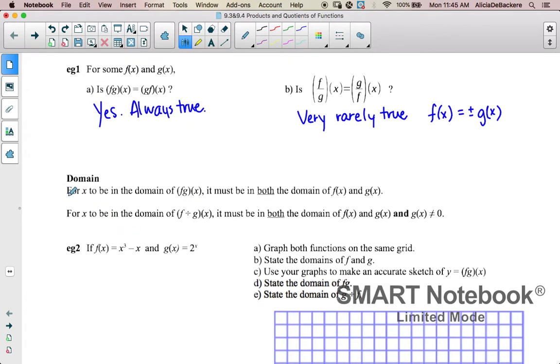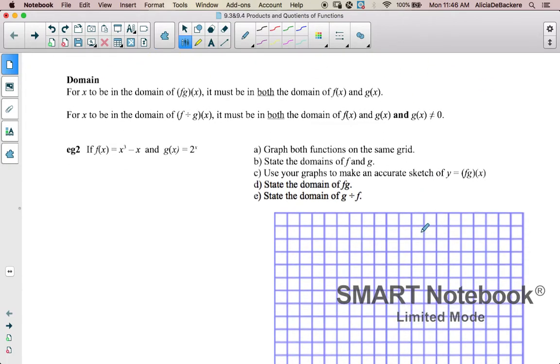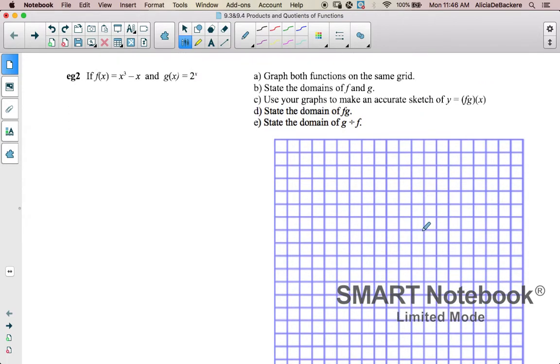Domain. For x to be in the domain of the multiplication or the product, f times g of x, it must be in both the domain of f at x and of g at x. So this is similar to our addition and our subtraction. It's a little bit different for division though, because it has to be in both the domain of f at x and g at x, but also whatever I'm dividing by can't equal 0. So here I was doing f divided by g, so g can't equal 0. If it was the other way around, if it was g divided by f, then f wouldn't be able to equal 0.